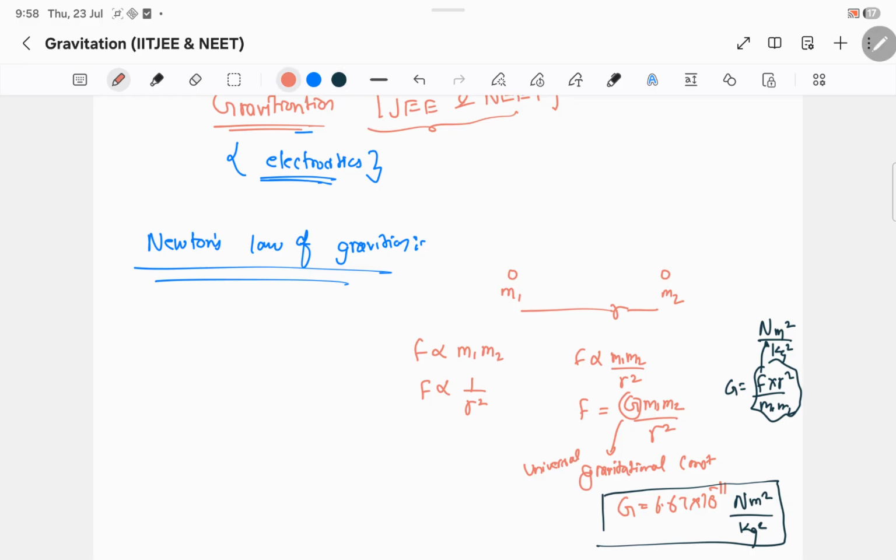Now we have to see some more things about this. First, this gravitational force is attractive; it will always be attractive in nature. Suppose you are observing from the m1 mass, meaning you are on m1. How will this m1 attract m2? It will attract with the same force, m1 m2 by r square, but it is attractive, so it will be in this direction.